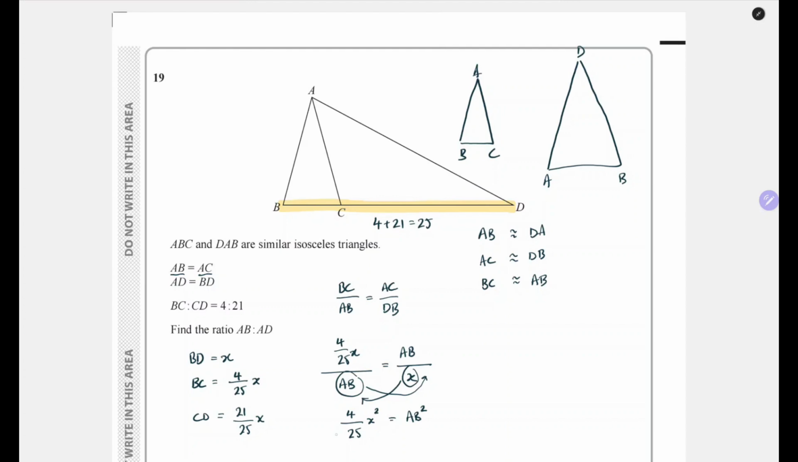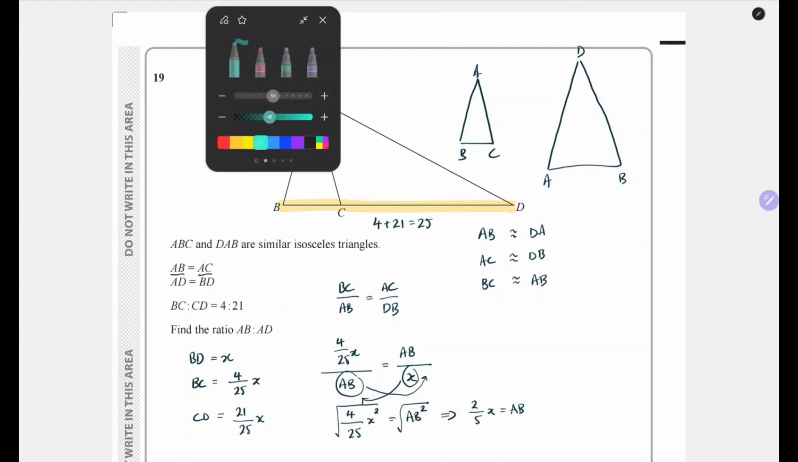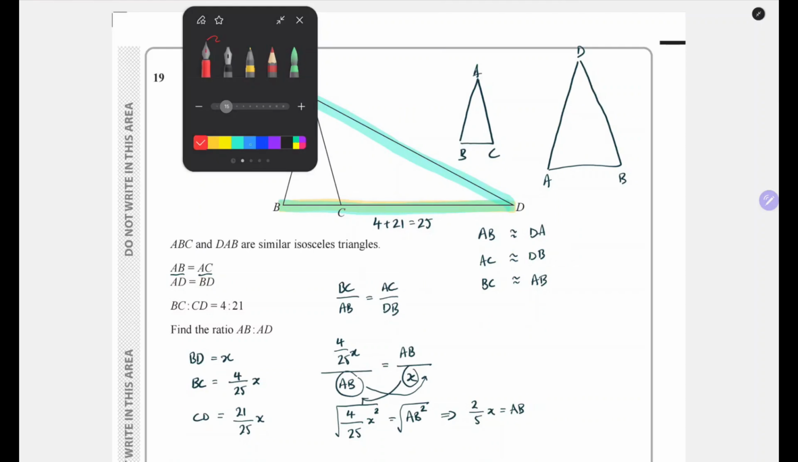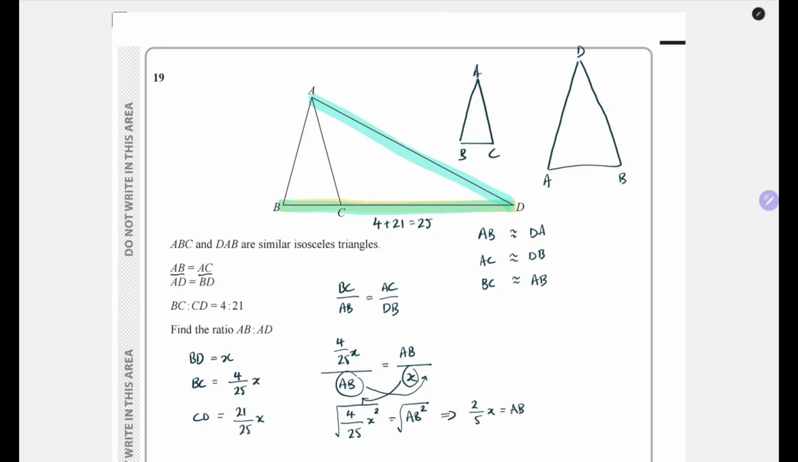We can then square root both sides, and that gives us 2 over 5x, which is equal to AB. Now the question is asking us to work out the ratio between AB and AD. So we know that AD and BD are the same length because they're isosceles triangles. And we said that BD is x, and therefore we can say that AD is also equal to x.